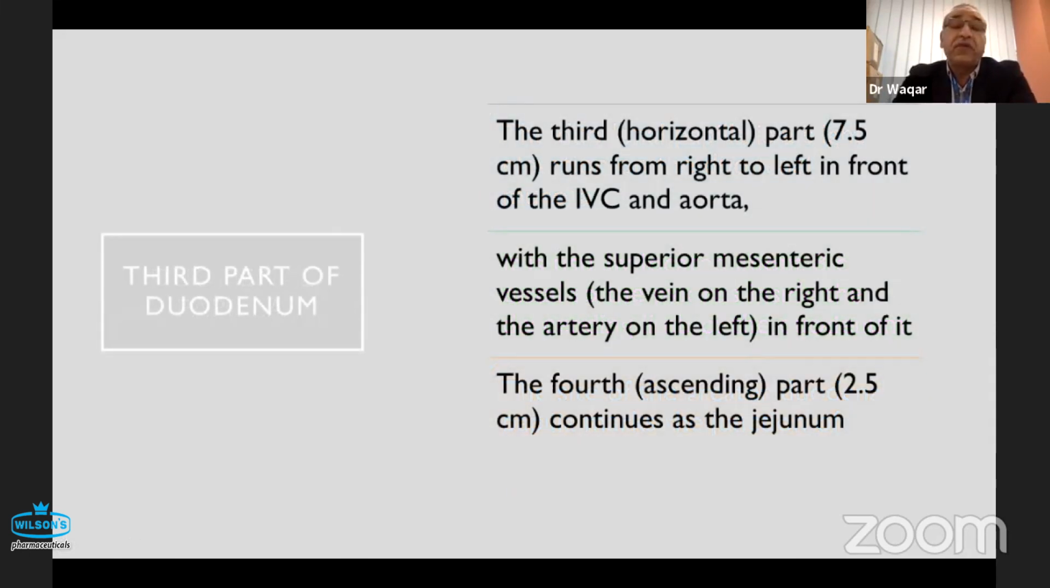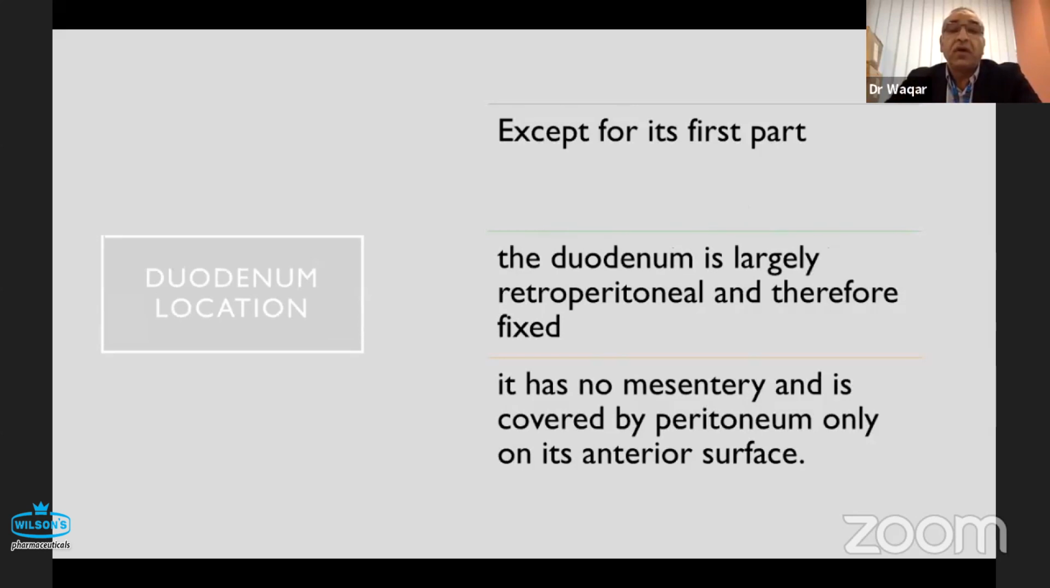And now, just for anatomical completion, the third part of the duodenum runs from right to left in a horizontal fashion in front of the inferior vena cava and the aorta, with the superior mesenteric vessels in front of it, as we just noticed in the picture above. And the fourth part of the duodenum continues on into the jejunum, at the duodenojejunal flexure. So this is just to give you a background of the duodenal anatomy.